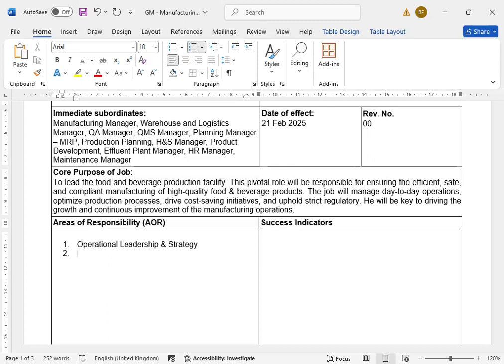Number two, I'm going to say team leadership and development. Number three would be the production and quality management.